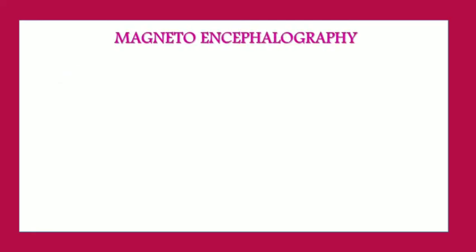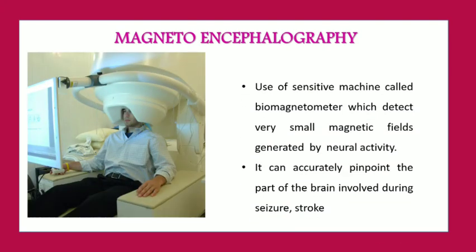Next one is magnetoencephalography. It uses a sensitive machine called a biomagnetometer, which detects very small magnetic fields generated by neural activity. It can accurately pinpoint the part of the brain involved during seizure and stroke.